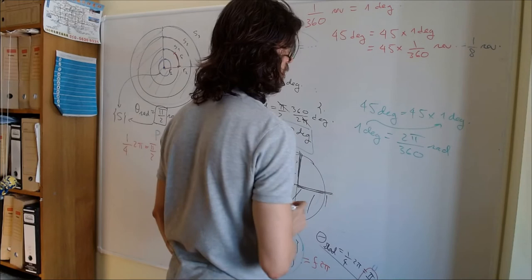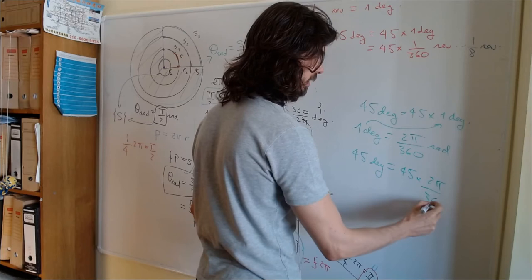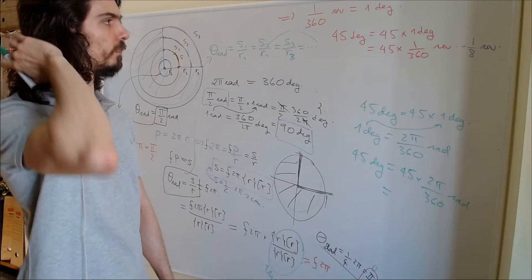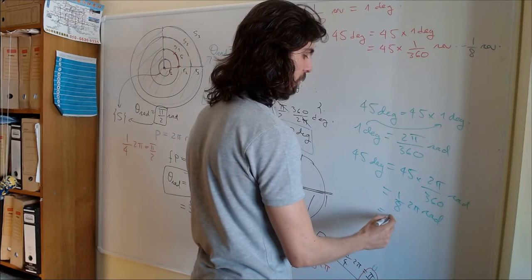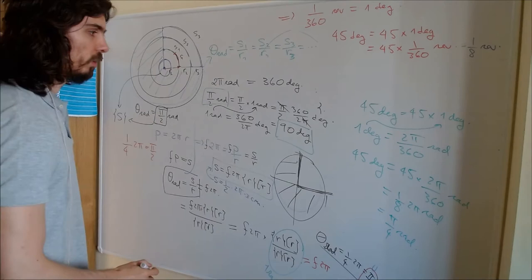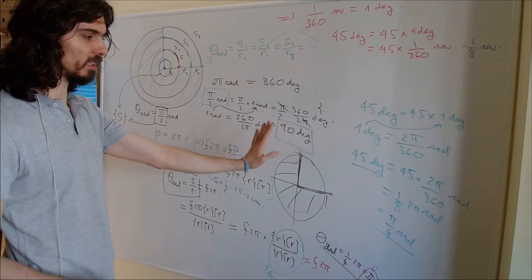And now you substitute, you have 45 degrees equals 45 times 2 pi divided by 360 radians. Well, 45 divided by 360 is 1/8, so you have 1/8 of 2 pi radians, which means pi over 4 radians. So again, 45 degrees is pi over 4 radians. As long as you have this, you can make all these conversions very easily. Okay?